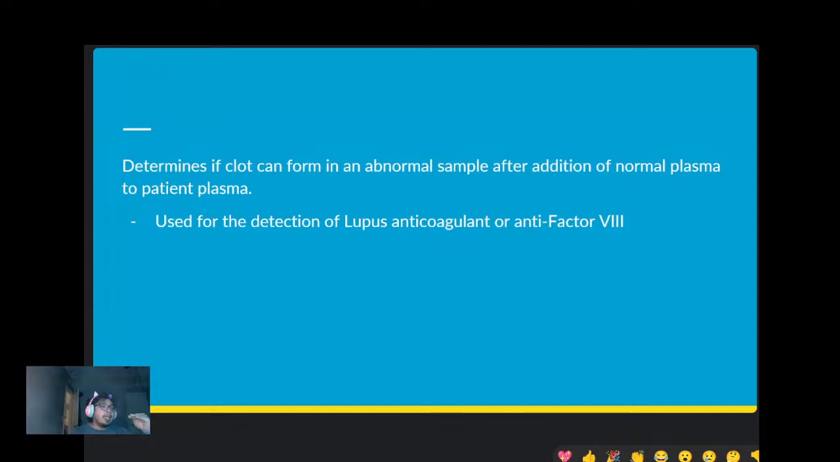But if there is still an abnormality in the result after mixing Dexter's abnormal APTT and PT plasma with Bai's normal PT and PTT plasma, that means there is what you call a lupus anticoagulant or anti-factor 8. Okay? And remember, factor 8 is very important. All right? Next.